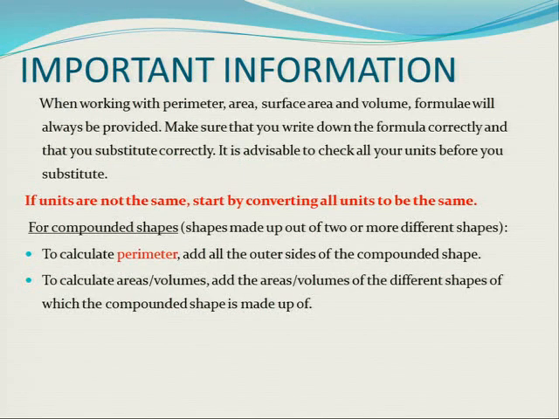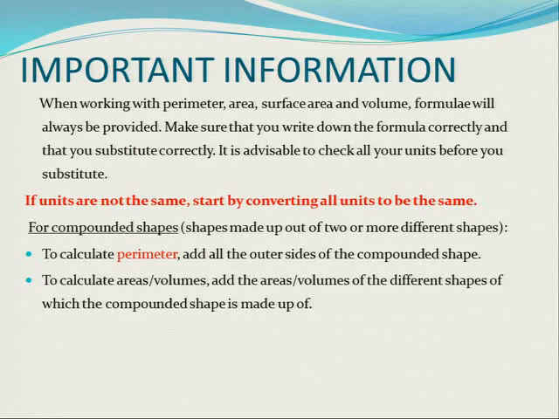Now, important information: when working with perimeter, area, surface area and volume, the formula will always be provided. Make sure that you write down the formula correctly and that you substitute correctly. The red light is when they give you diameter, you must go to radius. It is advisable to check your units before you substitute. If your units are not the same, start by converting all units to be the same. This is very, very important. You cannot work with different units in one sum.